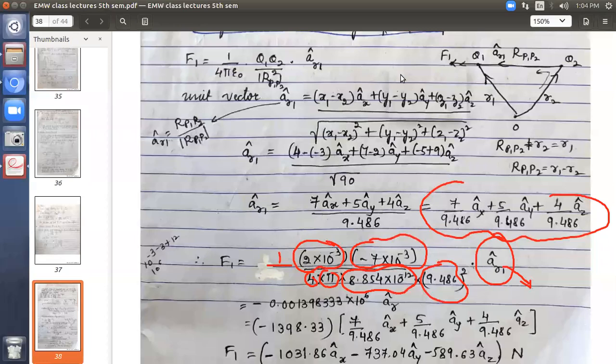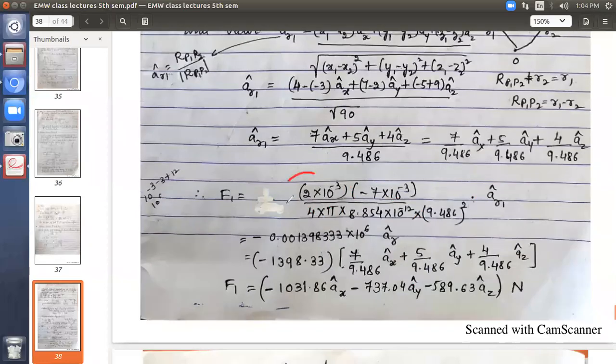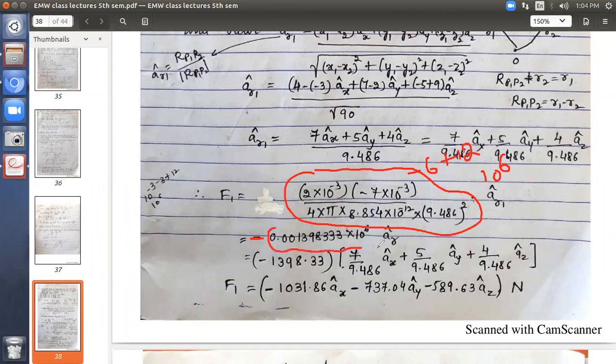So now if you solve this, if you use your calculator, 7 into 2 is 14, minus sign, minus 14, 10 to the power of minus 6. Here you have 10 to the power of minus 12. If it goes to the numerator, it will become plus 12. You will be having 10 to the power of plus 6. And then if you simplify all the remaining terms, I have used the calculator, I have got this much.